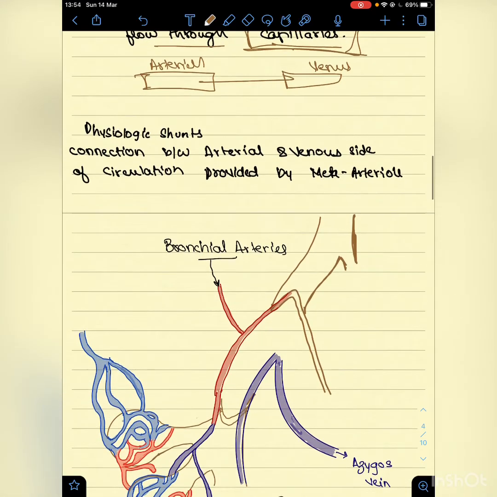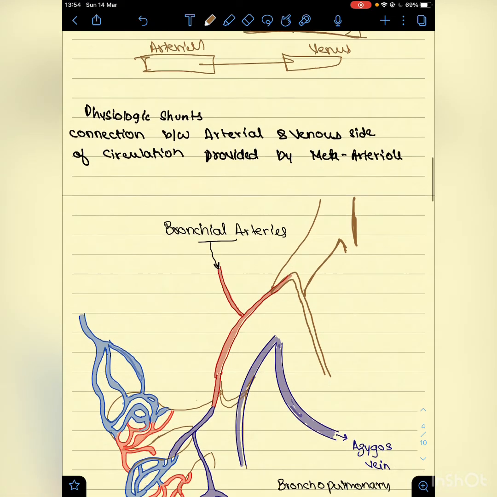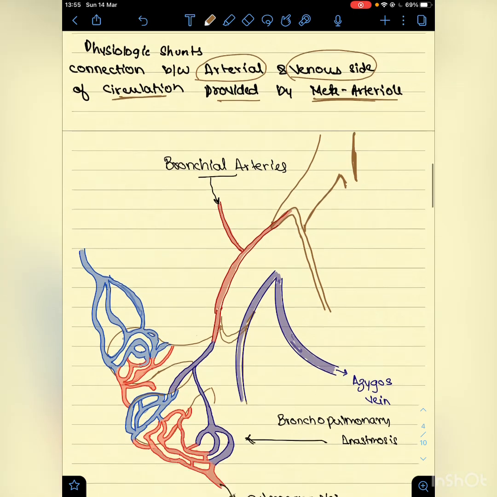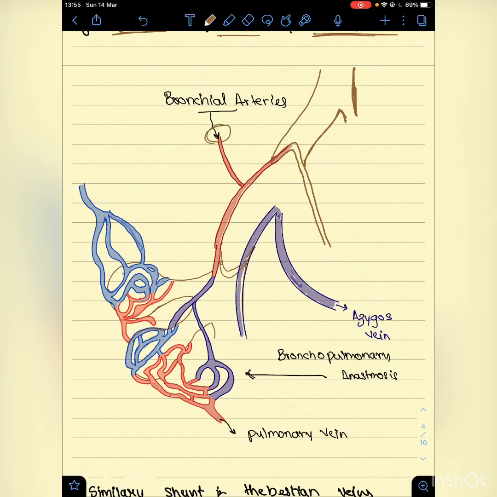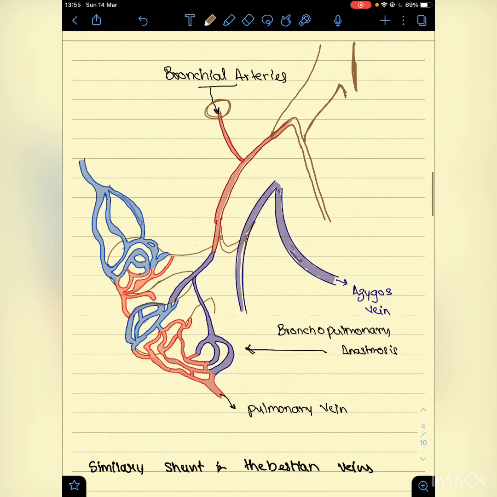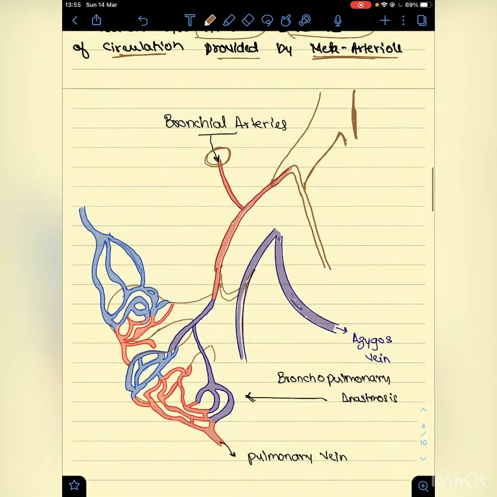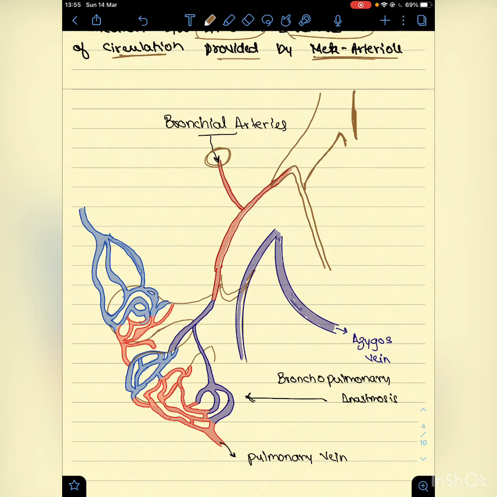Now let's see a physiologic shunt. I have taken the example of the lung itself. So there is a connection between the arterial side and venous side, with circulation provided by metarterioles. It is a physiologic shunt. As you can see here, these are the bronchial arteries which are coming from the descending part of the aorta, and it is oxygenated blood. It goes to the lungs, to different parts of tissue.